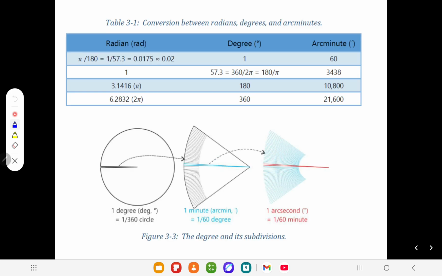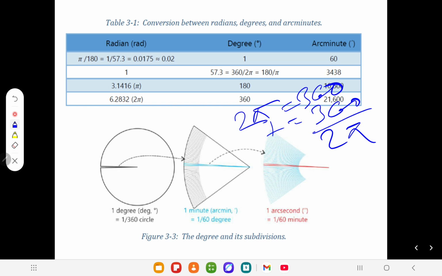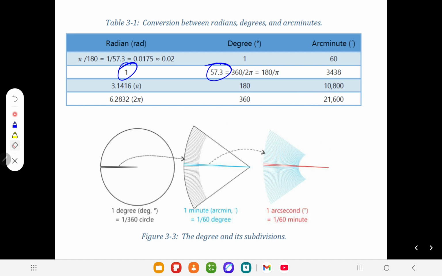Okay, I have already told you, you must know how to convert degree to radian. We know that 2 pi radian means 360 degree. 1 radian means 360 divided by 2 pi, and convert it. 1 radian is around 57.3 degrees. So you should be fast enough to understand these things.